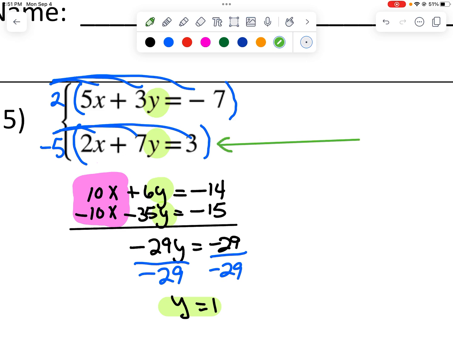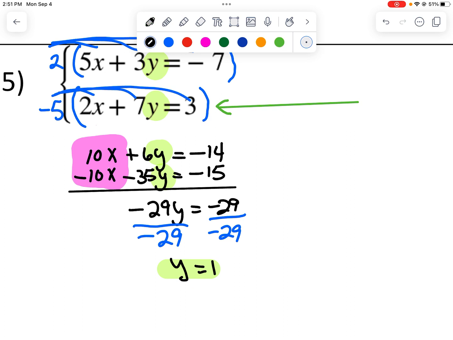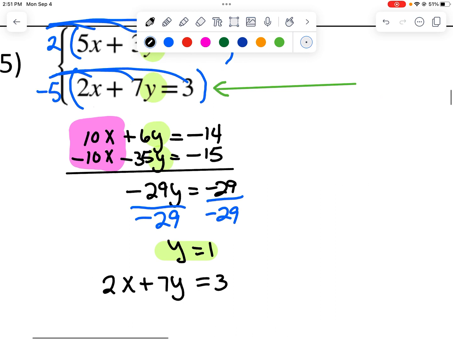I probably will not make any mistakes with this problem. So, this problem is 2x plus 7y is equal to 3. I am going to replace the variable y with its value, which is 1. So again, I just took the value of y and put it where y used to be. And that's going to give me 2x plus 7 is equal to 3.